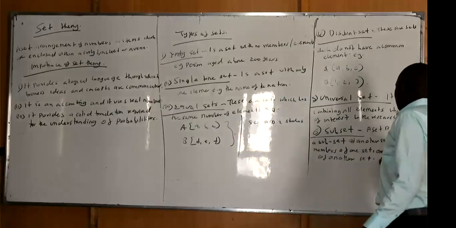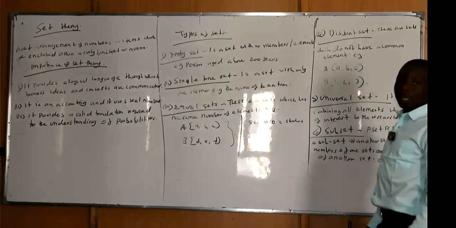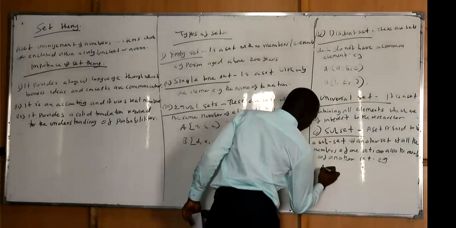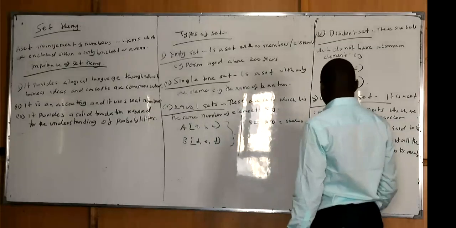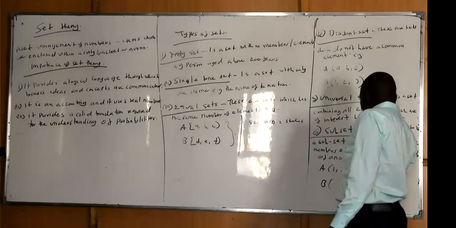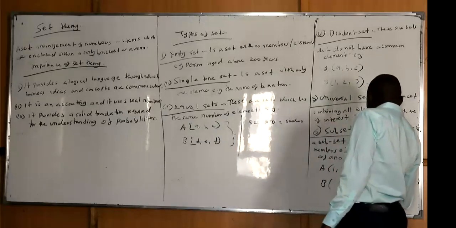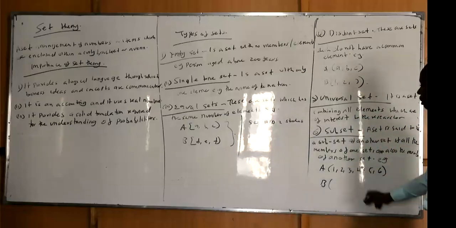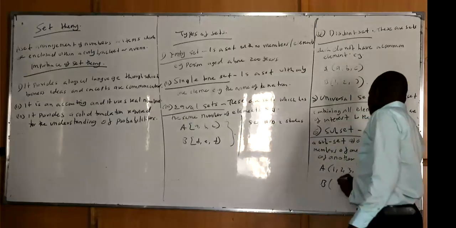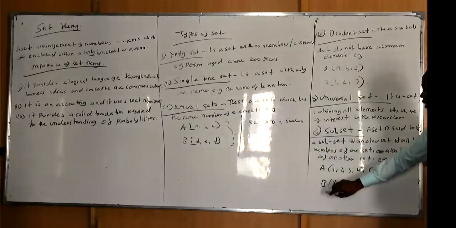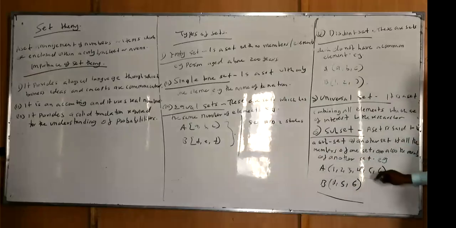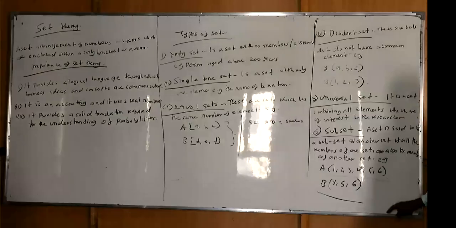For example, we have set A and set B. Set A contains 1, 2, 3, 4, 5, 6. So these are the members of set A. Then set B contains 4, 5, 6. All the members of set B are contained in set A. So we shall say B is a subset of set A.